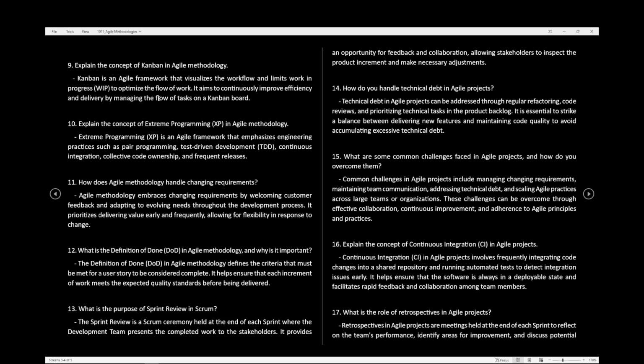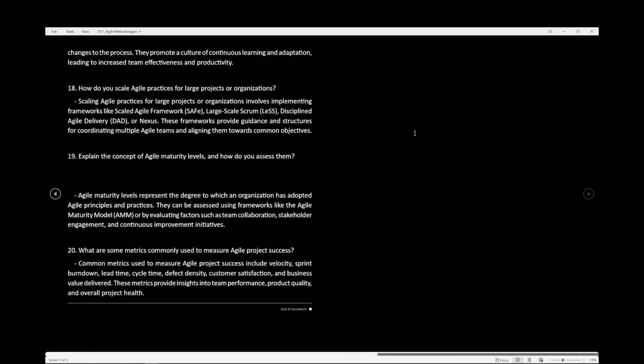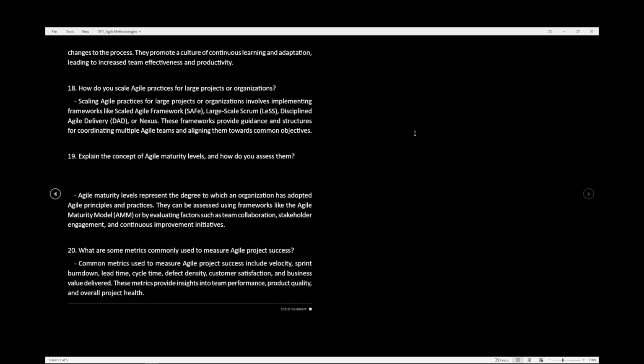What is the role of retrospectives in agile projects? Retrospectives in agile projects are meetings held at the end of each sprint to reflect on the team's performance, identify areas for improvement, and discuss potential changes to the process. They promote a culture of continuous learning and adaptation, leading to increased team effectiveness and productivity.